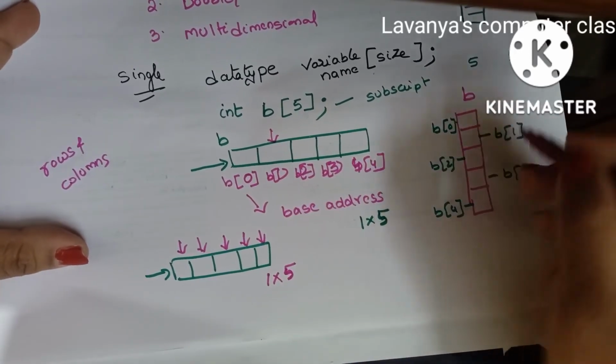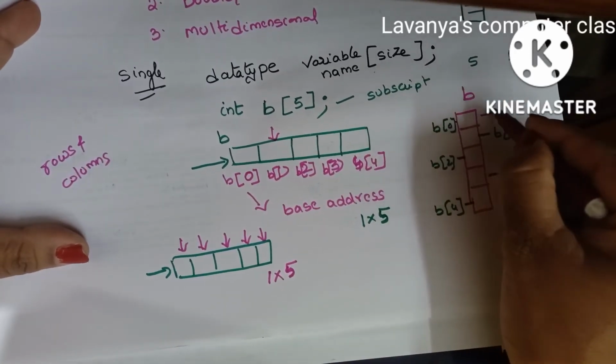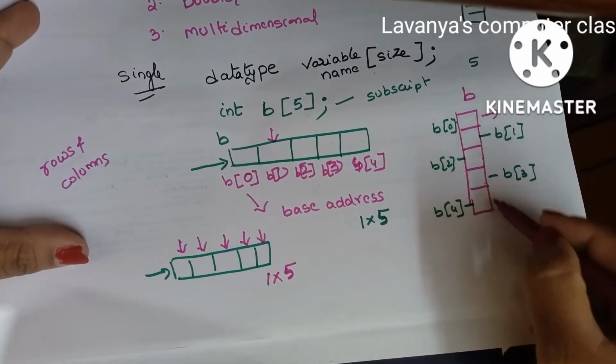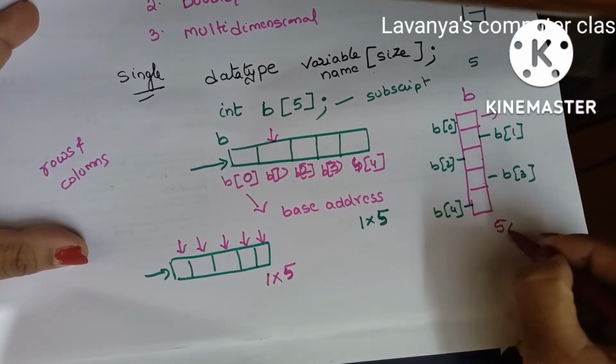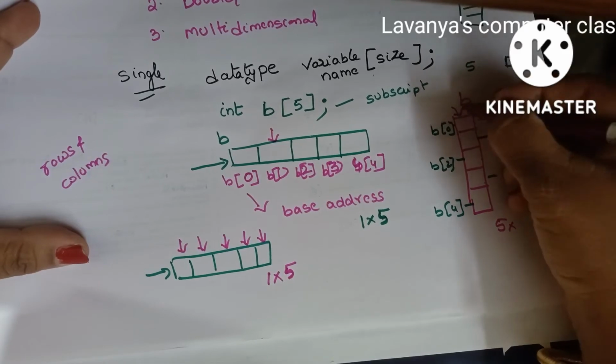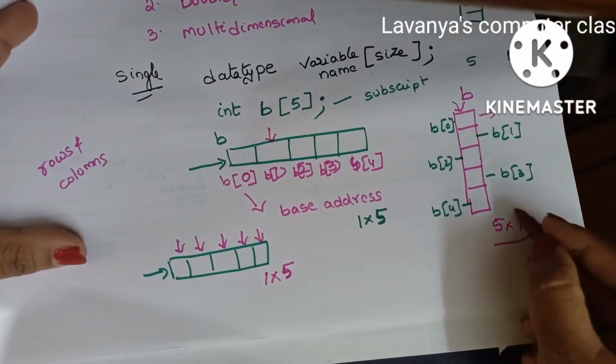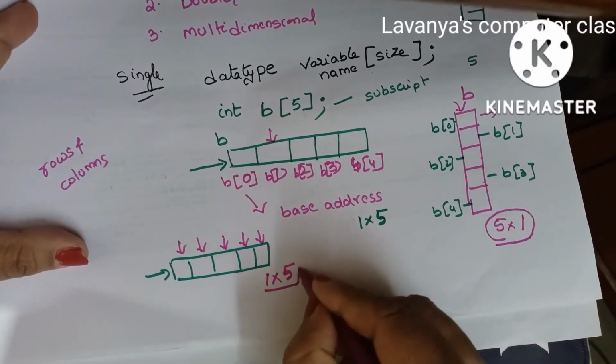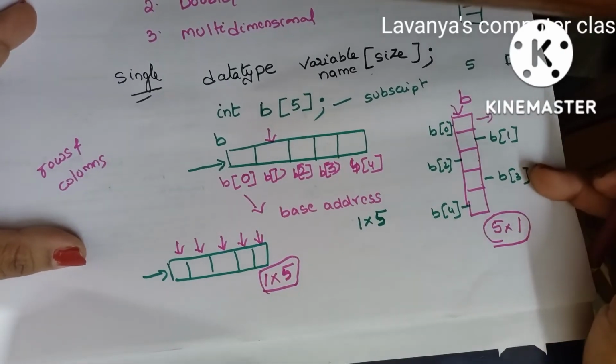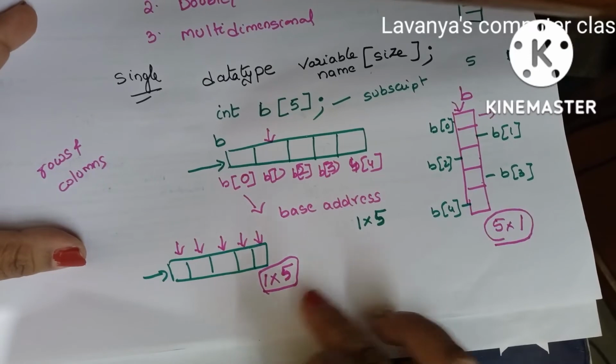If we come like this, how many rows are there? First row, second row, third row, fourth row, fifth row. So 5 rows are there. How many columns are there? Only one column. A vertical line is called a column. So this is 5 by 1. So either we can represent it like this or like this, as a single dimensional array, 1 by 5 or 5 by 1.